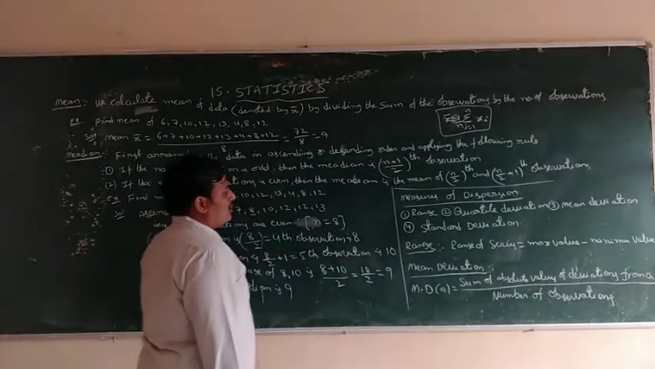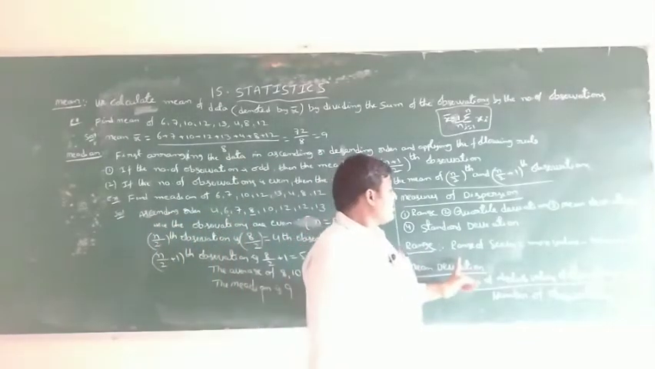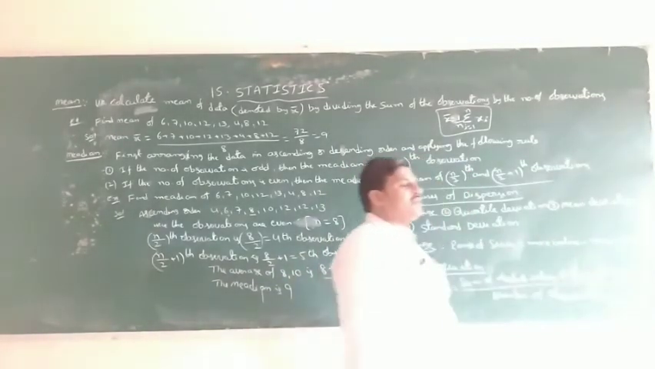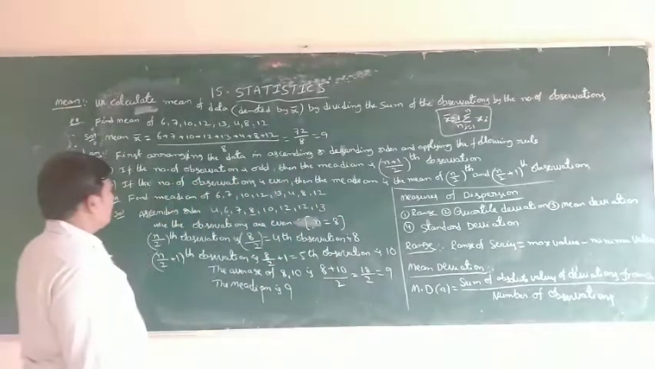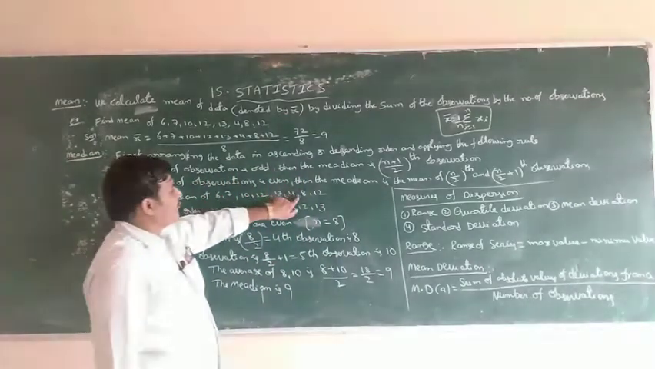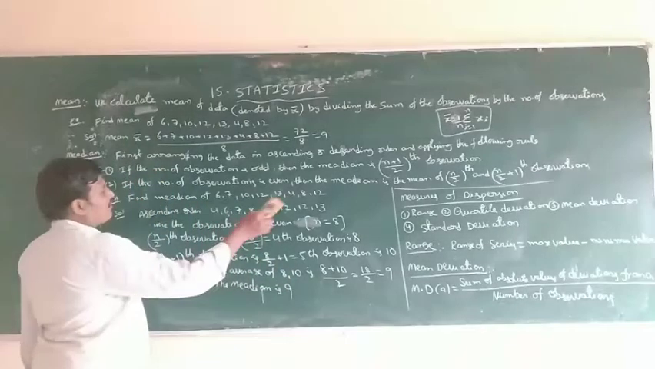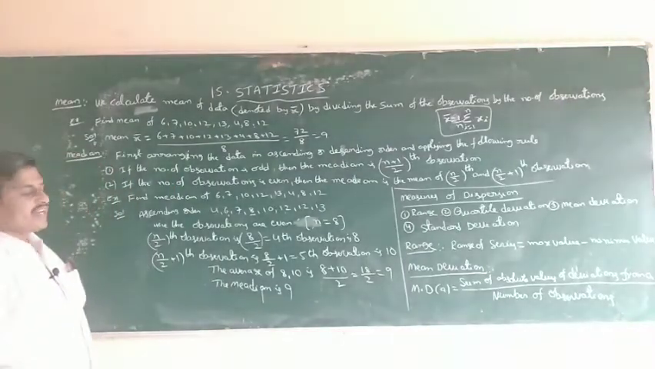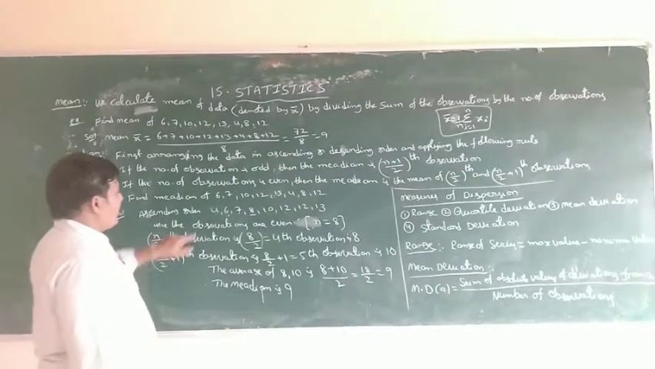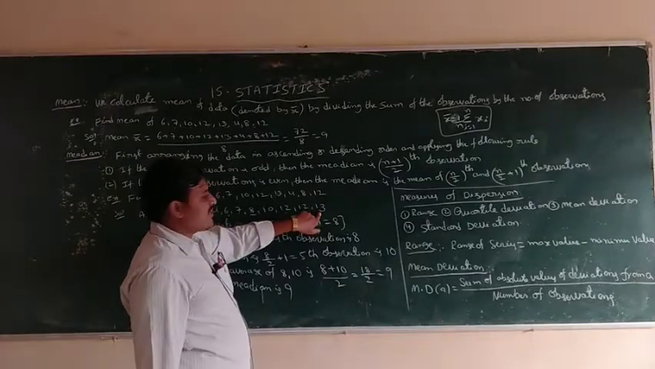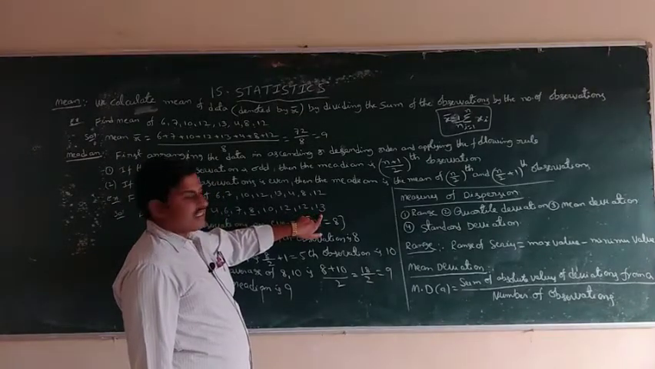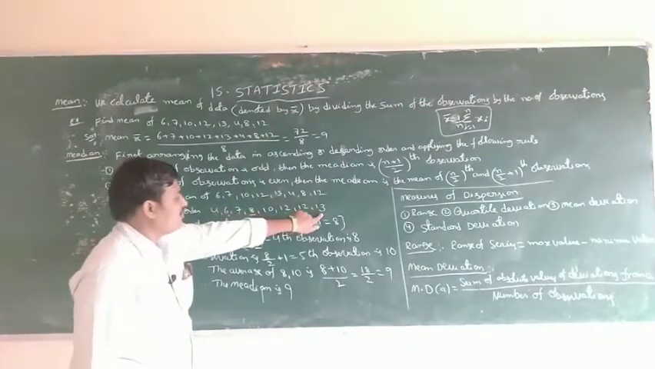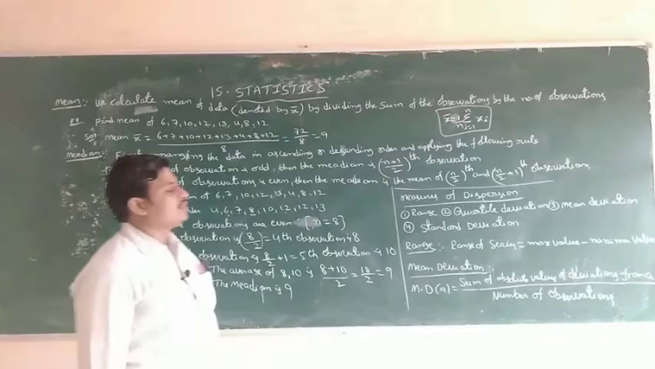First, the range of a series. Range equals maximum value minus minimum value. For example, 6, 7, 10, 12, 13, 14, 8, 12. In these 8 observations, find out the range. How to find the range? What is the maximum value in the given observations? 13. Then 13 minus the least value, which is 4. 13 minus 4 is equal to 9.